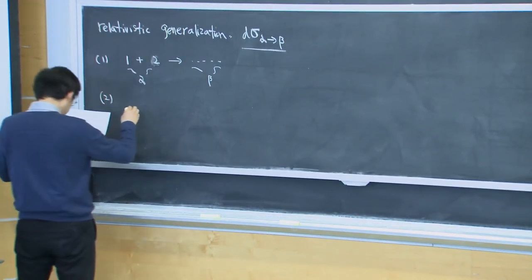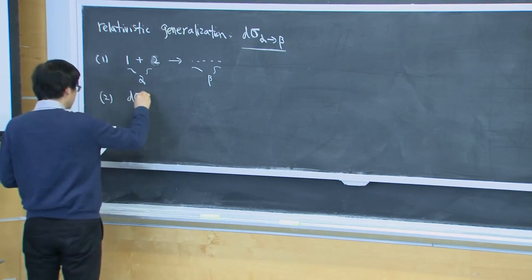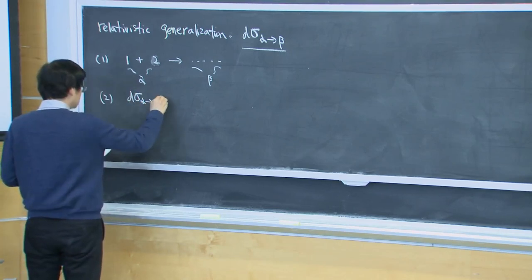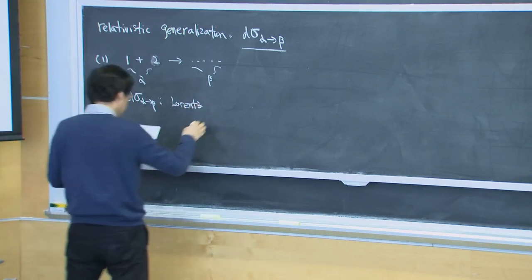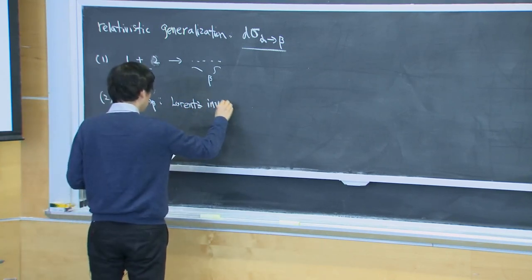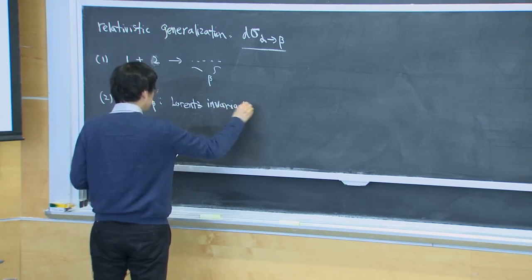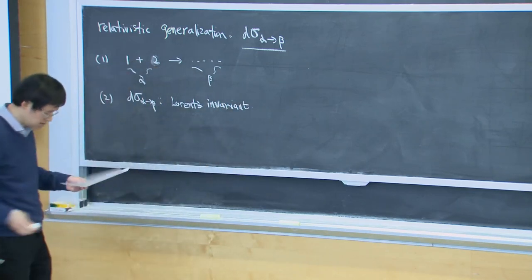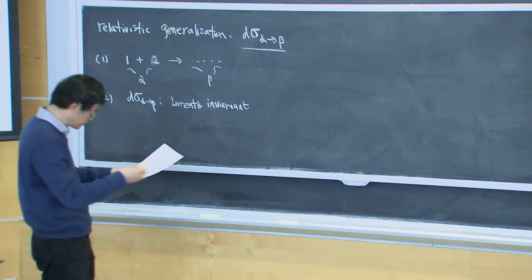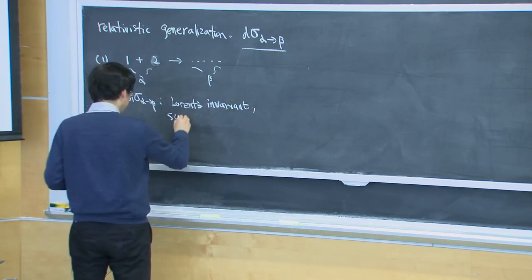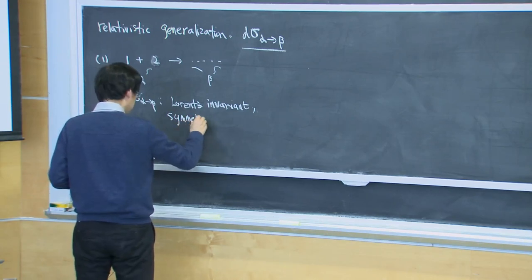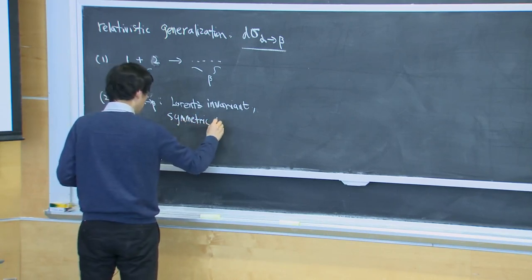And then we define, so we require that d sigma alpha beta be Lorentz invariant, because the probability should not depend on your frame. We also want to define it to be symmetric in 1 and 2, okay?